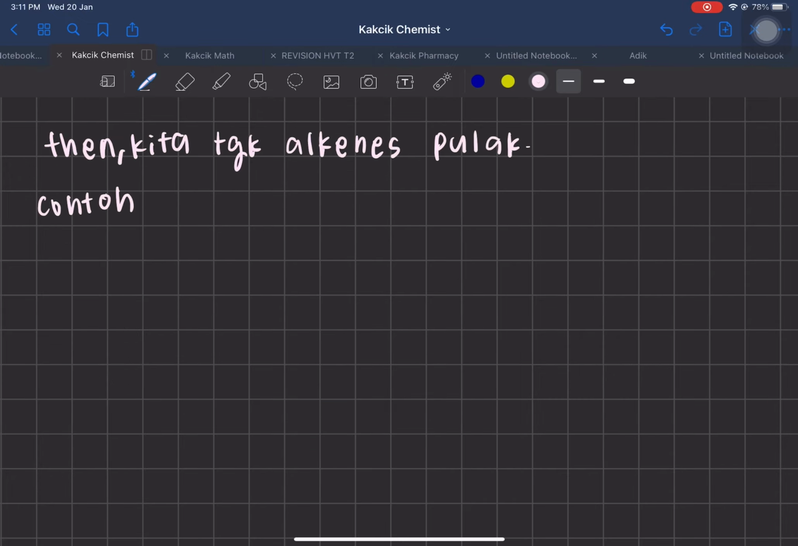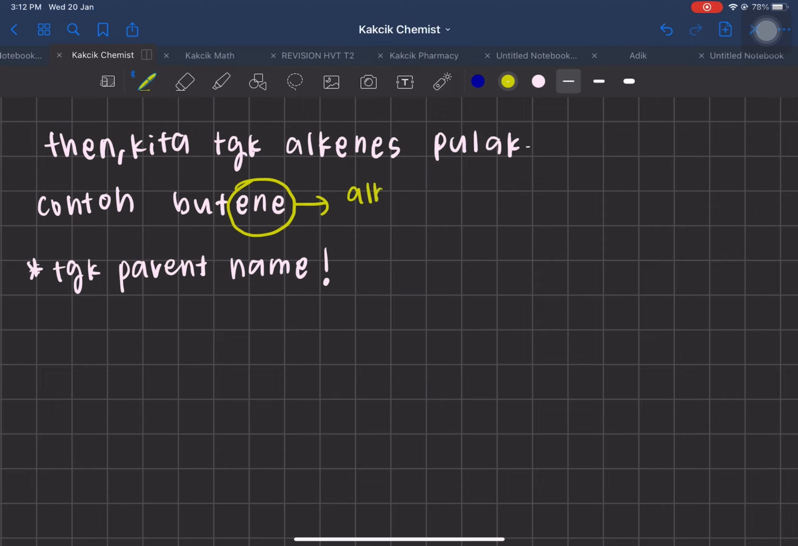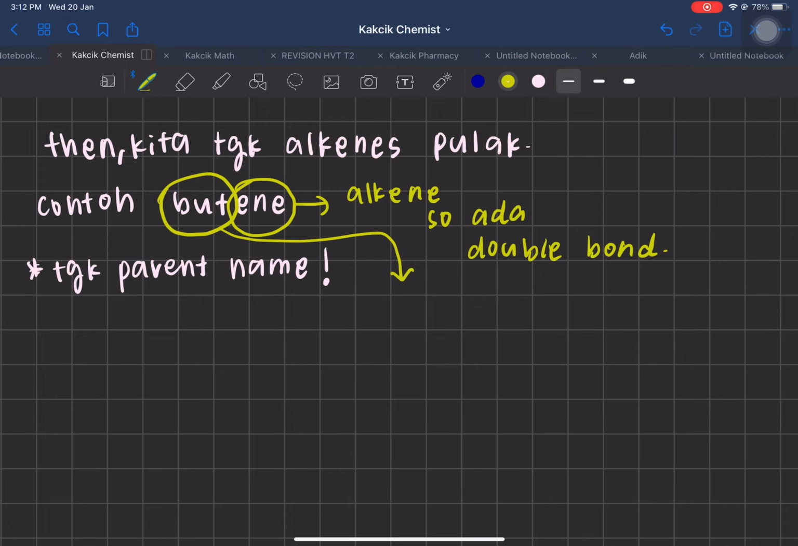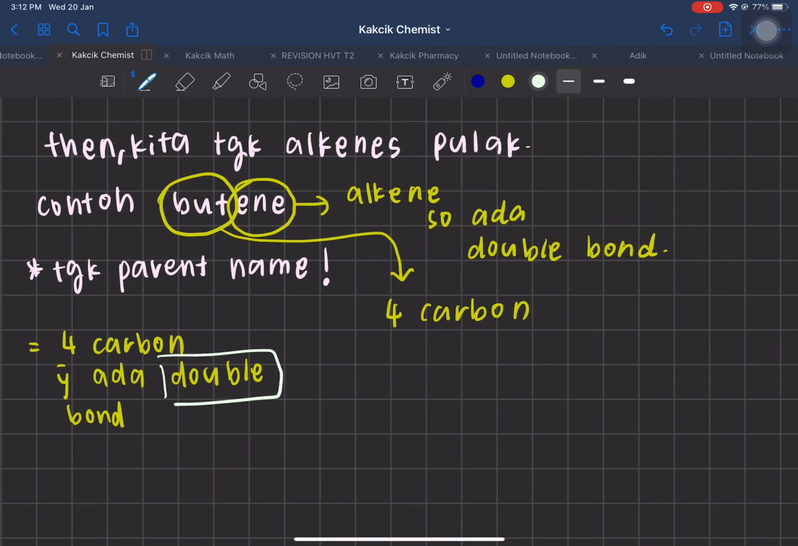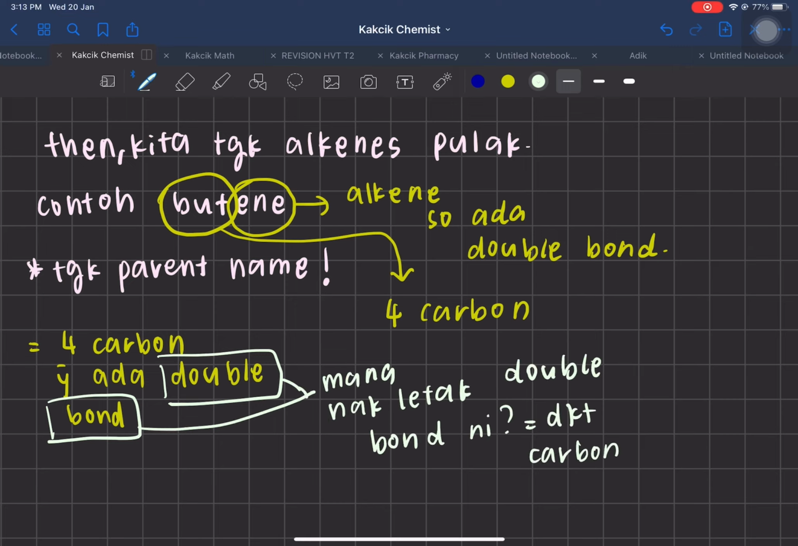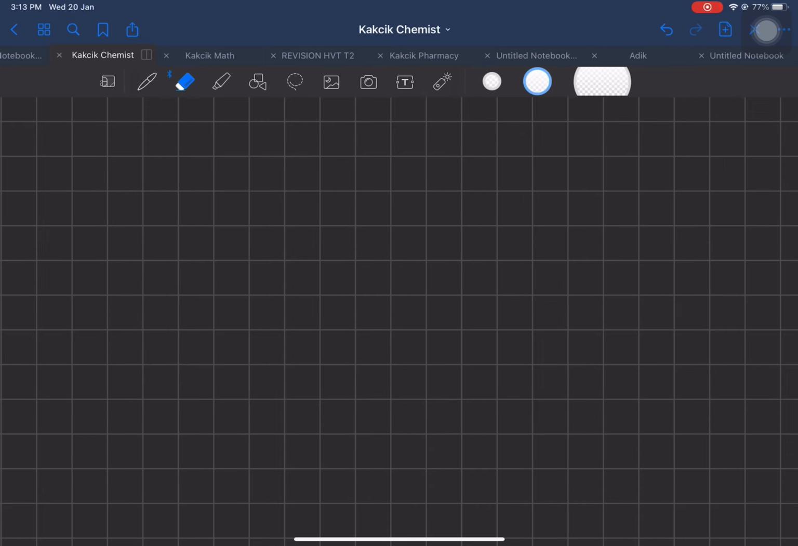Okay, lepas ni kita tengok alkenes pula. Alkene contoh dia butene. Okay, kalau alkene dia ada double bond kan. So macam alkane biasa tapi dia ada double bond. Kalau butene maksudnya dia ada 4 carbon yang ada double bond. Okay, mana nak letak double bond ni? Kita akan letak dekat carbon nombor 1 sebab dia tak bagi specific numbering. Kalau dia bagi specific, but-2-ene ataupun but-3-ene, kita akan letak dekat carbon nombor 2 atau 3.